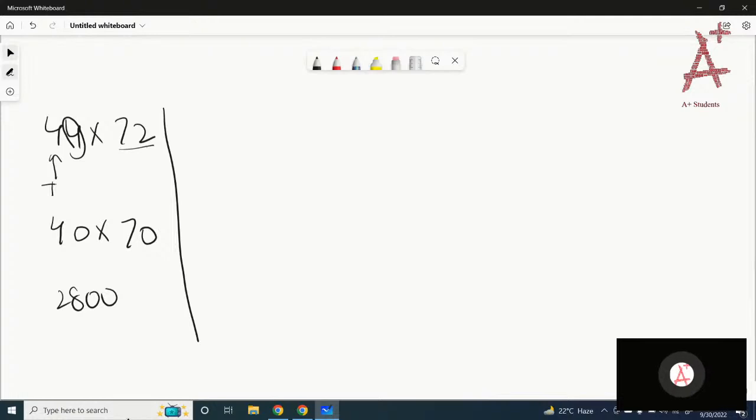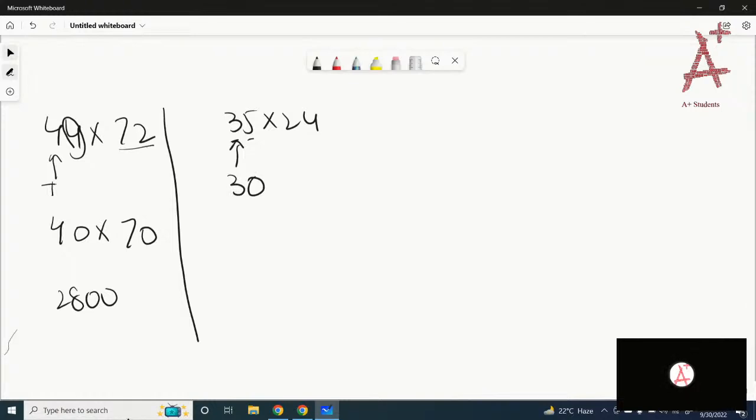Okay, the next one is: estimate the product by rounding each factor to the nearest 10. So 35 times 24. Got it? So here you have 3. 3 is at the tens position, so just look at the 5. 5 is equal to 5, not greater. So you have to round on the same digit. Write 3 as it is and replace the 5 with 0.